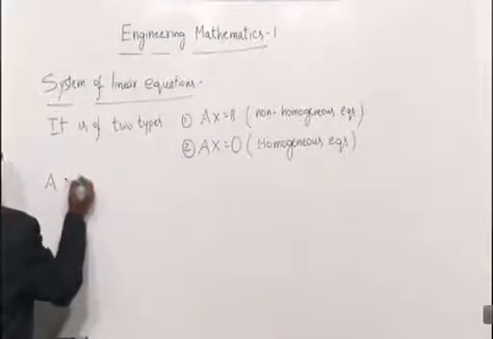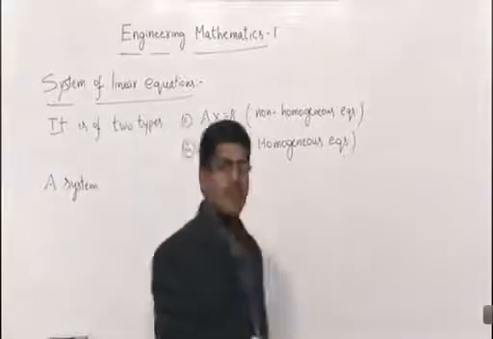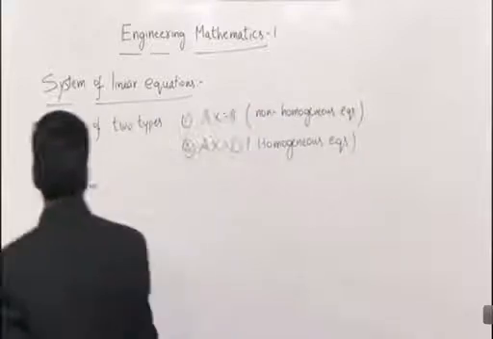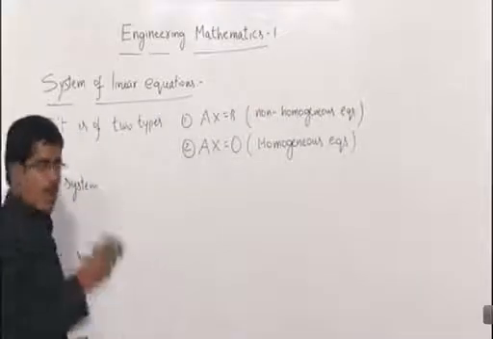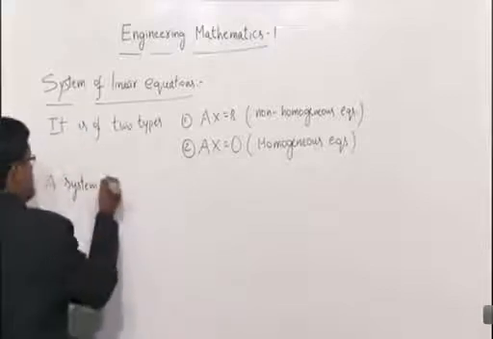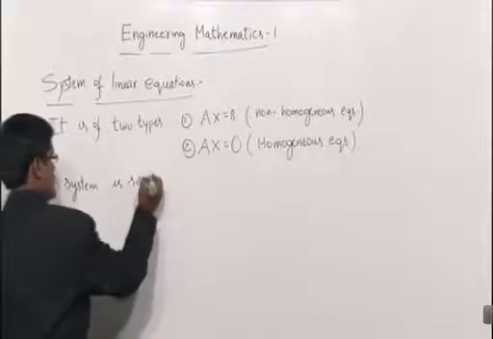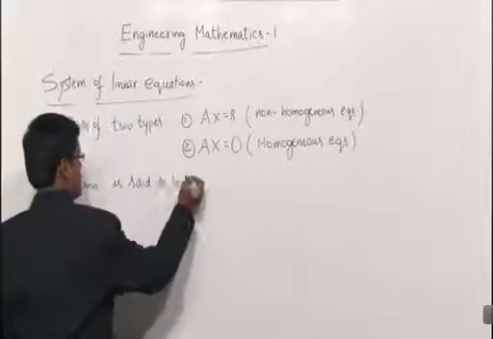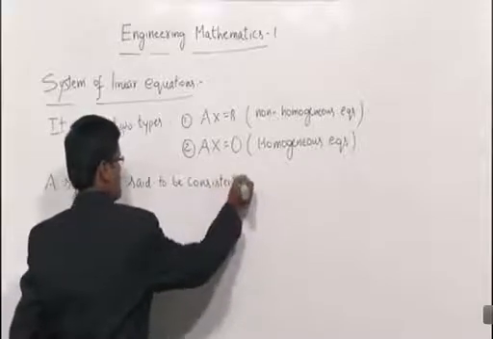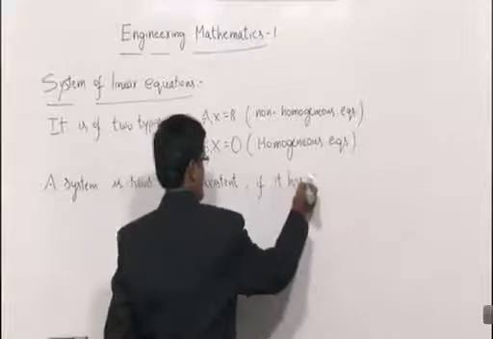A system means a problem containing only one equation, or two equations, or any number of equations; that is called a system of equations. Linearity means the degree of each unknown is 1. No products also. A system is said to be consistent if it has a solution.